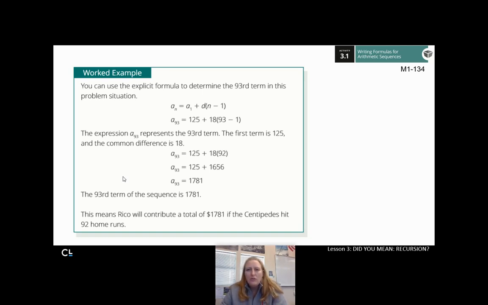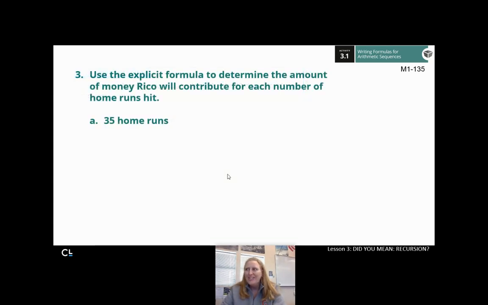So now that you got a feel for this explicit formula and how it works and how we put it all together, I would like you to go ahead and use the explicit formula to find the amount of money Rico will contribute for each number of home runs hit. Not only do we have part A, we've got part B, C, and D. So please make sure that you're doing all of those parts. Go ahead and hit pause to work all 4 of those out on number 3 on page 135, and then hit play when you're ready to check your work and see how you did.